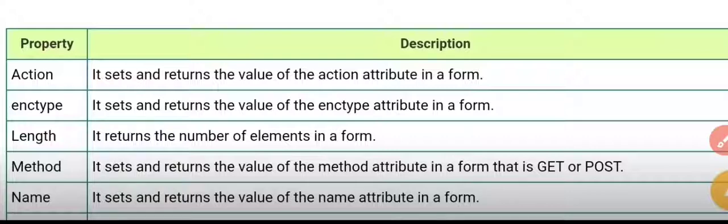This number of elements will be decided by the length of the form, right? Clear? Next, here is the method. Next one is method. So what are the methods used to perform actions? Here we have different methods. One is get and another one is post.